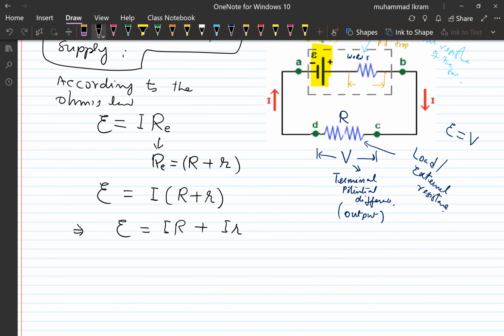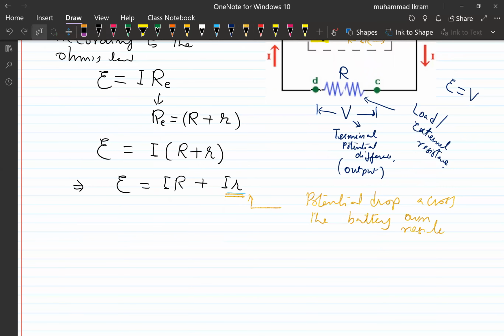Now, what is this portion of the equation? This is in fact the potential drop across the battery, across the source on resistance. This much energy is lost inside the source.